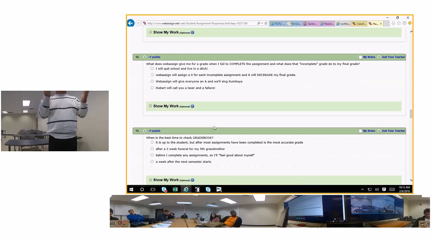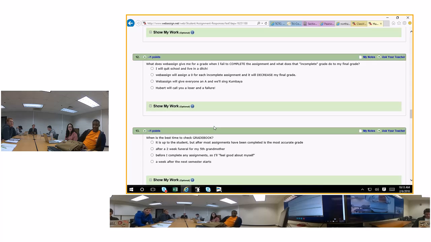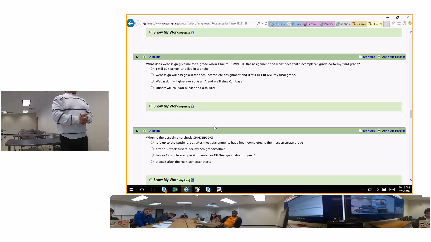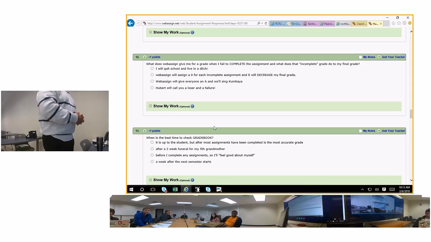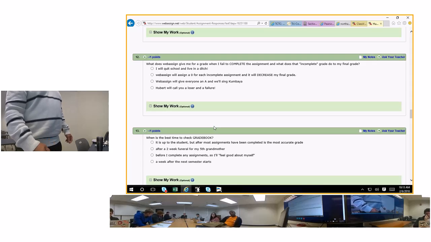What does WebAssign give me for a grade when I fail to complete the assignment? And what does that incomplete grade do to my final grade? WebAssign will assign a 0 for each grade, and it will decrease my final grade. This is a question I get at the end of the semester. Why did my grade go down? But you do call us a failure. I'm sorry, what? Would call us a failure though, right?